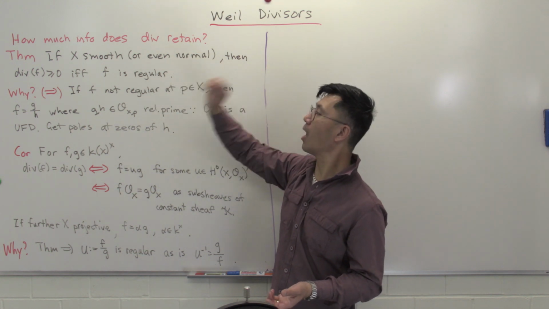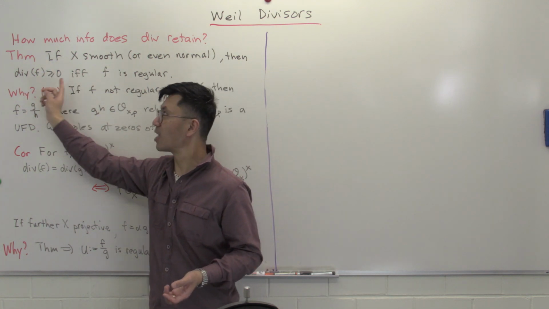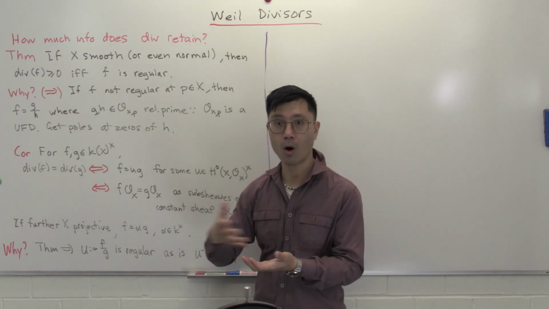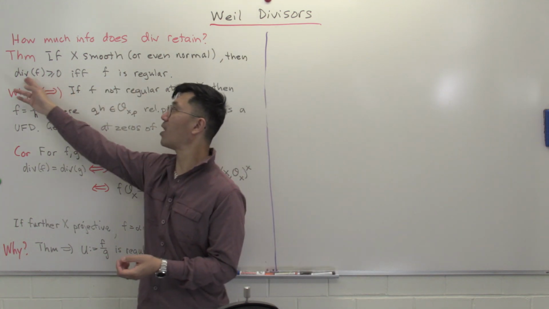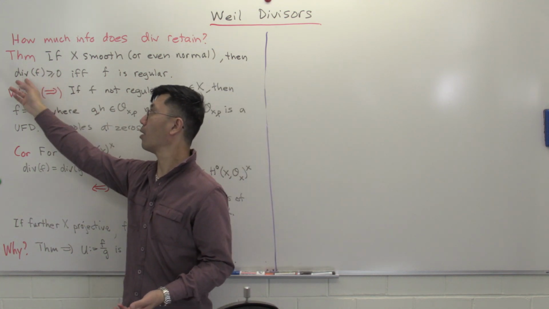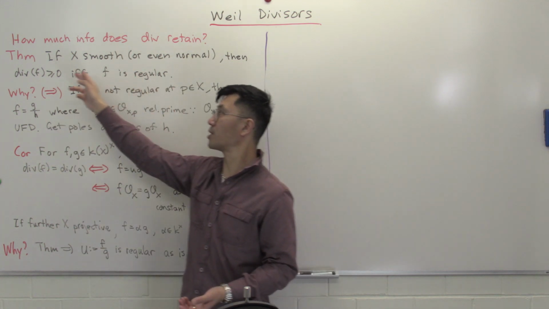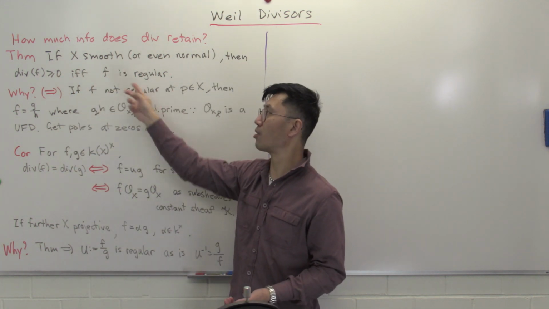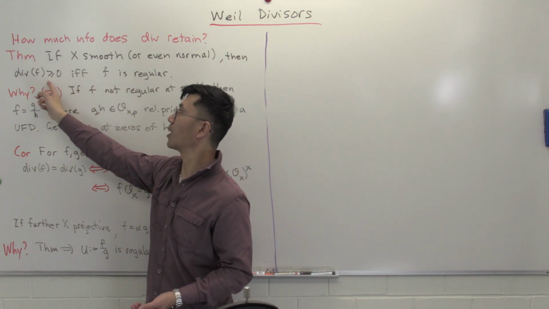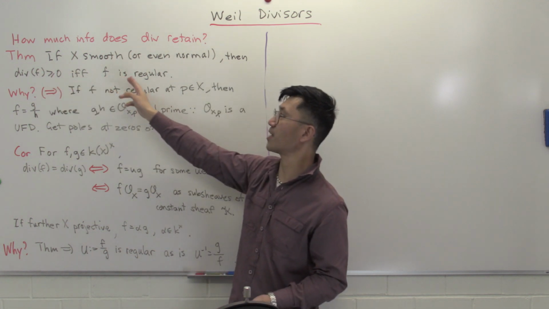In this case, the divisor of f is effective if and only if f is regular. If f is regular, of course, it has no poles. So when you work out this divisor, there are no negative coefficients; they're all non-negative, so that's why the divisor is effective. But what I want to say is that this is also a necessary and sufficient criterion for effectivity. So let's suppose now we have this holding and we want to show that f is actually regular.